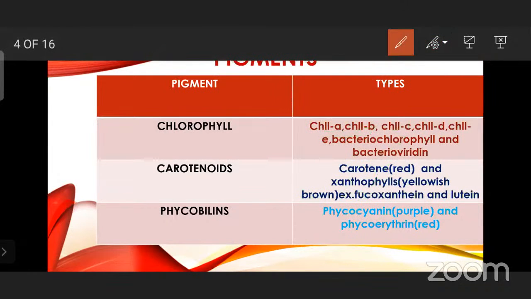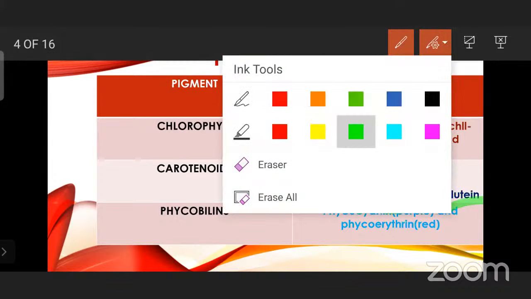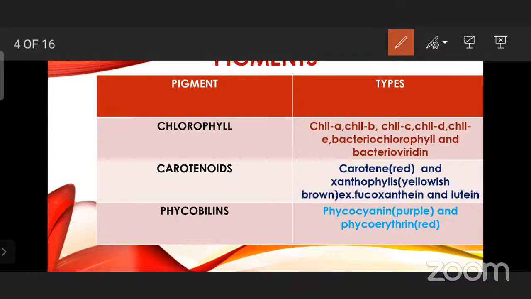Carotenoids are of 2 types, carotene and xanthophyll. Carotene is red in color, xanthophyll is yellowish, yellowish brown in color. And xanthophyll is of 2 types, fucoxanthin and lutein. These are the examples of xanthophyll. And phycobilins, it is 2 types, phycocyanin and phycoerythrin.